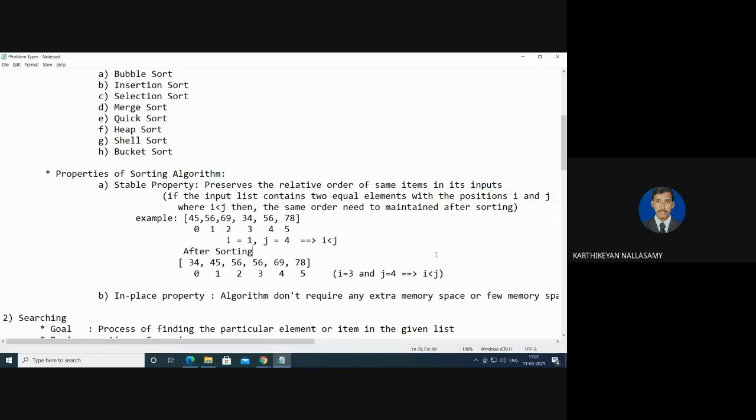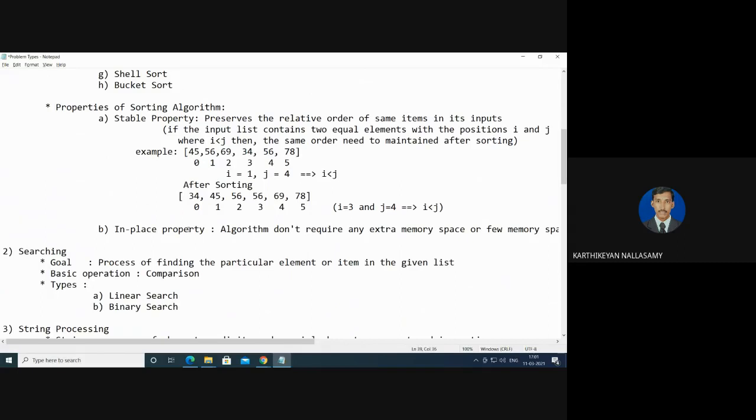If the same mark value is present more than once, and the items keep the same order as in our list, then it will be called a stable property. So the position need not be exactly the same, but the location of the first element should be less than the location of the second same element. That is the meaning.